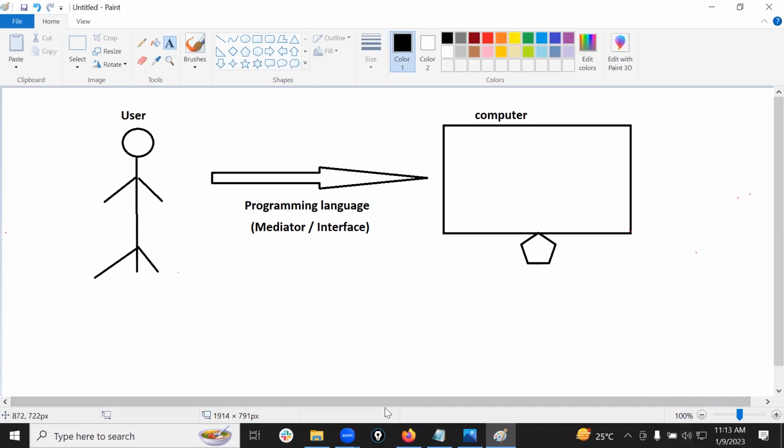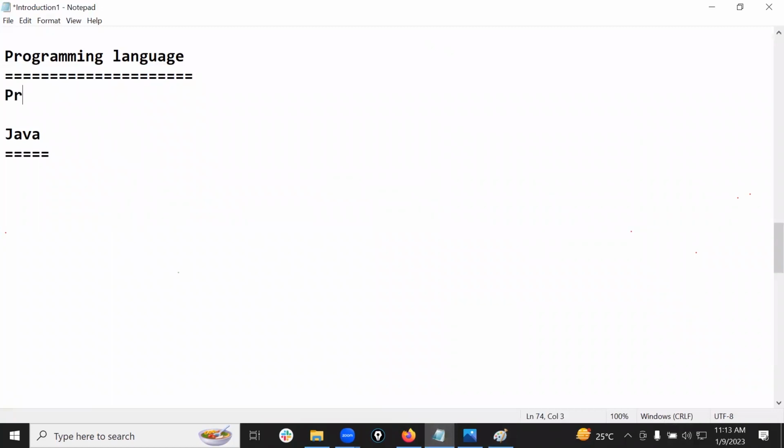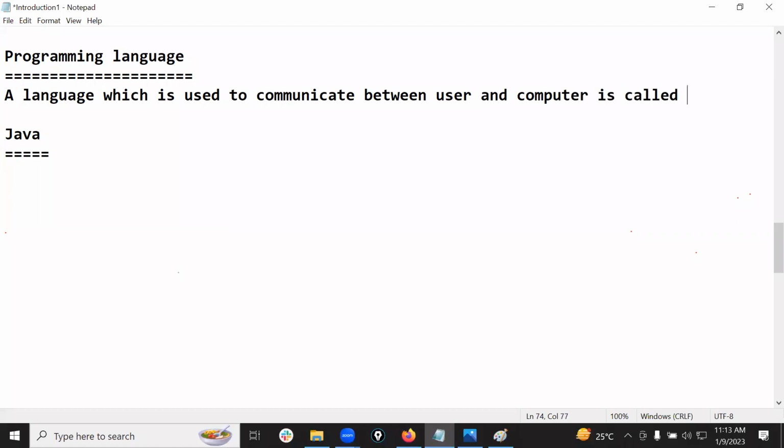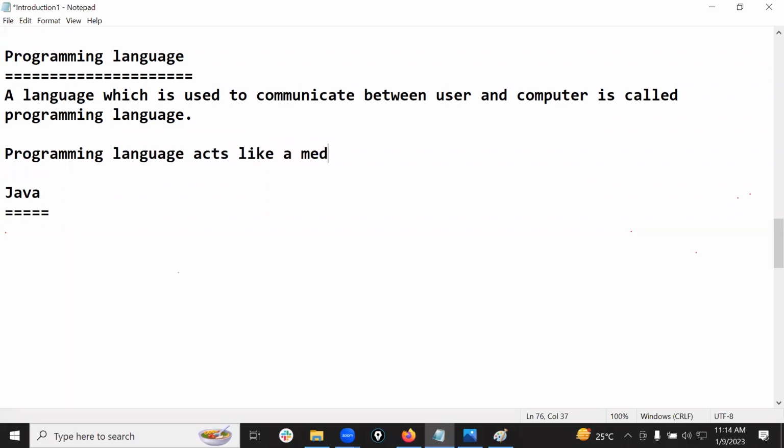So let me write the notes for you people. So let me say, a language which is used to communicate between user and computer is called a programming language. Next, a programming language acts like a mediator or interface between user and computer. Yes or no, tell me?